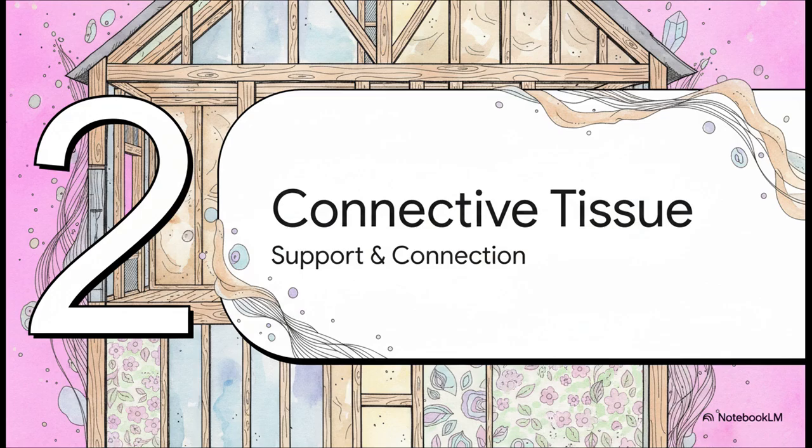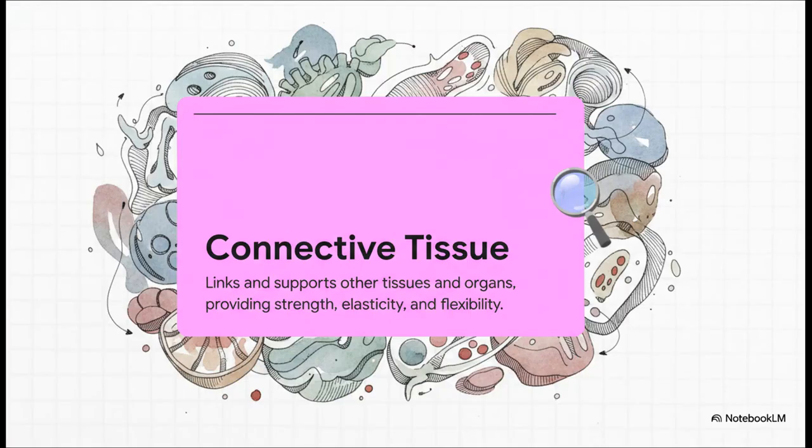All right, so if epithelial tissue is the wallpaper, then our next one, connective tissue, is kind of like the framework of the house. It's the glue, the support beams, it's basically everywhere. And believe it or not, it's the most abundant and widely spread out tissue in the entire body. Its whole purpose is to link and support everything else. And this category is incredibly diverse. I mean, it includes everything from soft tissues and fat to tough stuff like cartilage, and even liquids like blood. Yep. Blood is a connective tissue.